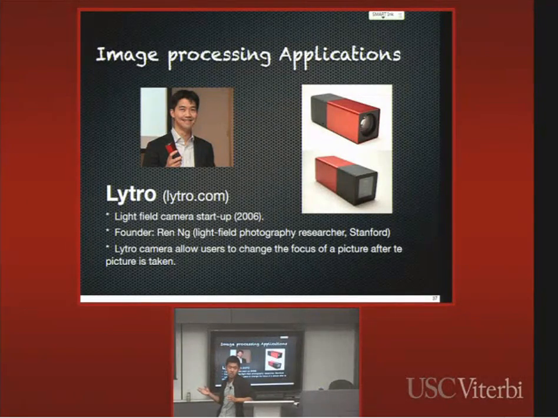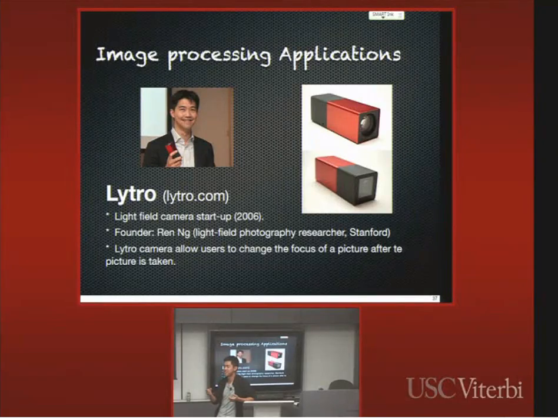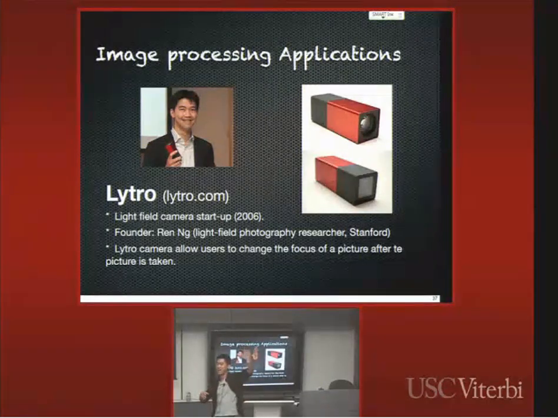So the problem Lytro is trying to deal with is that when we take a picture with our smartphone or with our camera, you have to have a focus plane. You have to focus on something. And many times the person you want to focus on is not in focus, especially when you go to a tourist place and you give your camera to somebody else, especially some old people who don't know how to use the camera. When you want your face to be in focus, they focus on the background, and then your face is blurred, and you can do nothing about it.